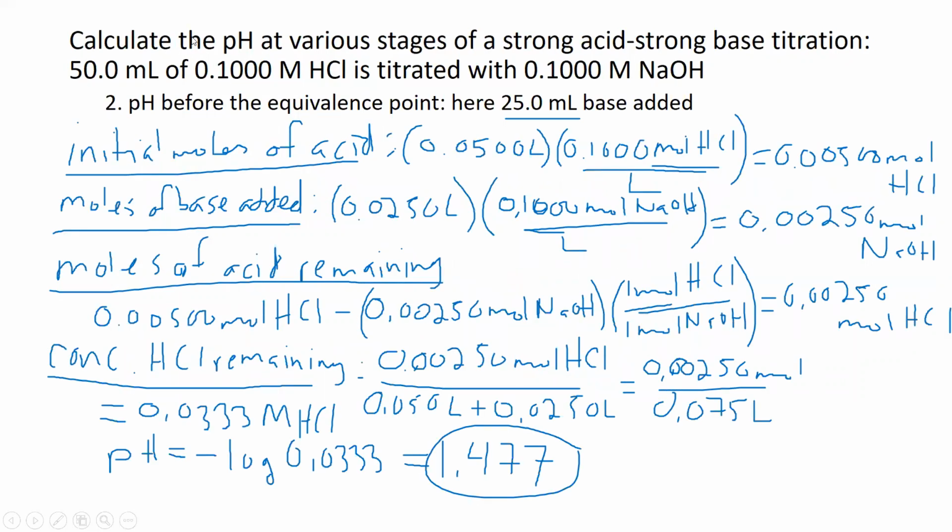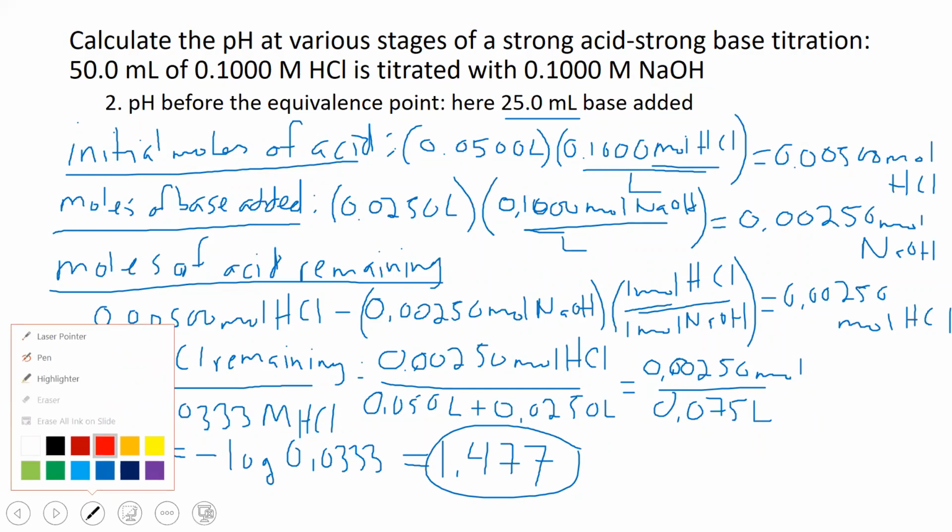We then looked at the pH when we had added 25 milliliters of base. So this is between the initial point, before we've added base, and the equivalence point. That is again based on the concentration of the acid, only now our acid is less concentrated because some of that strong acid has reacted with the strong base that we've added to neutralize it, essentially turn it into water. And so first we had to look at the moles of acid that we started with.